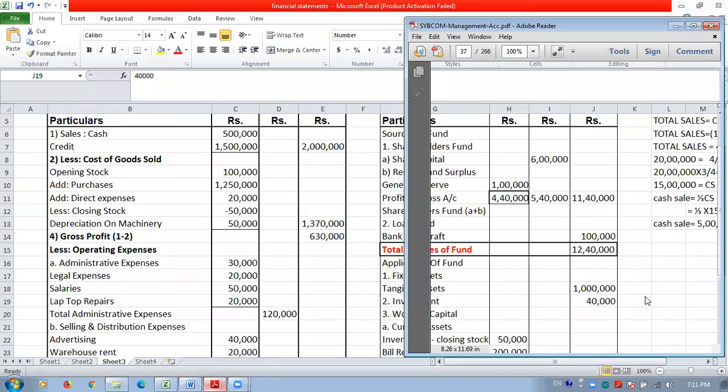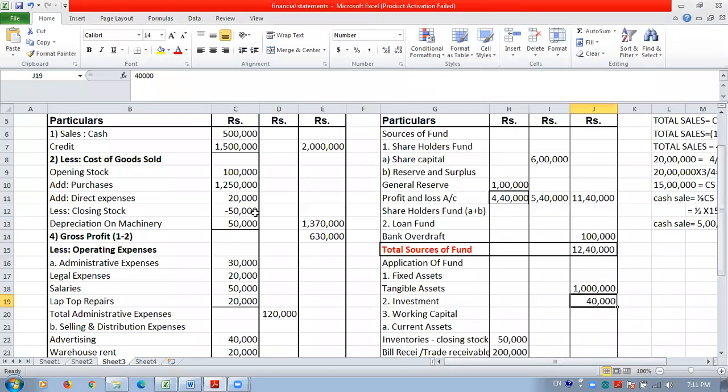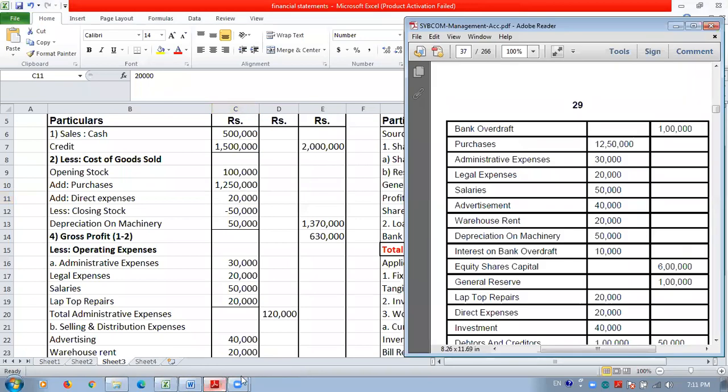Next, it is direct expenses. Direct expenses are mostly related to the manufacturing activity, and that's why they are stated under the head cost of goods sold, because they form part of the cost of production. So the direct expenses are added here, 20,000, for calculating the cost of goods sold amount.